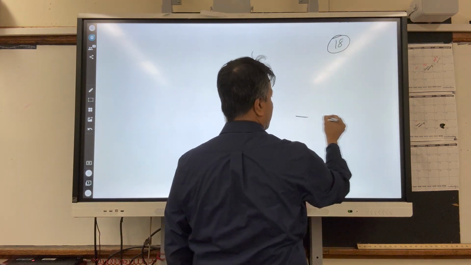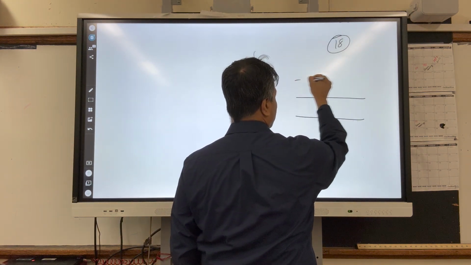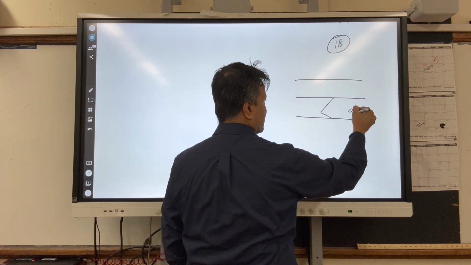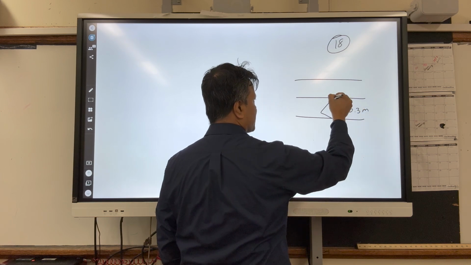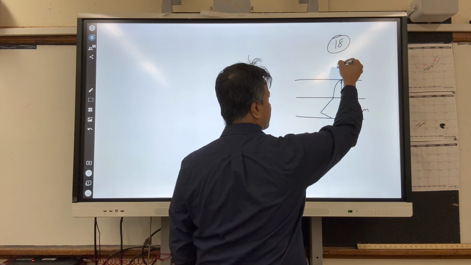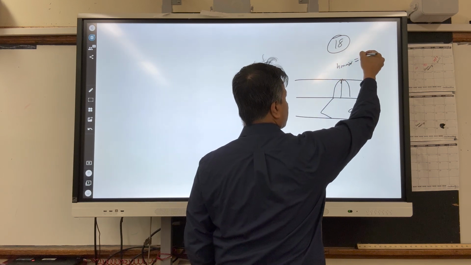What happens if you have to jump up? You have to crouch. You crouch how long? 0.3 meter, and that sends you into the air. Okay, at maximum, 10 centimeter.